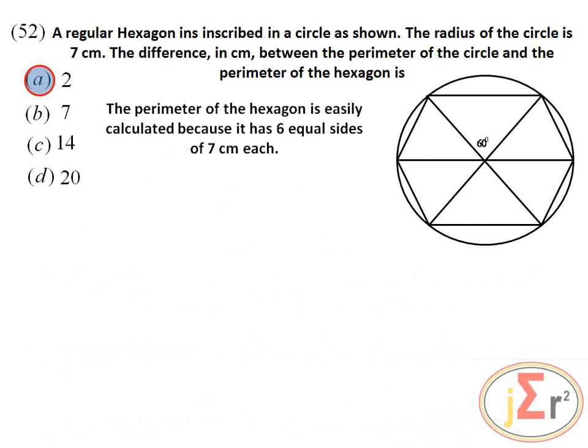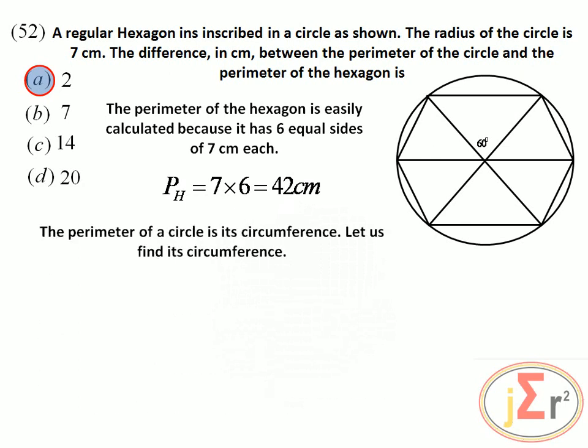The perimeter of the hexagon is easily calculated because it has 6 equal sides of 7 centimeters each, as we have demonstrated on the previous slide. The perimeter of the hexagon is 7 multiplied by 6, which is equal to 42 centimeters. The perimeter of a circle is its circumference. Right, so let us find its circumference.